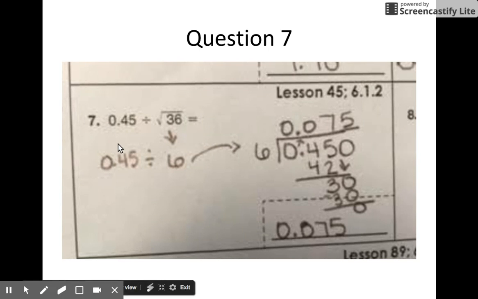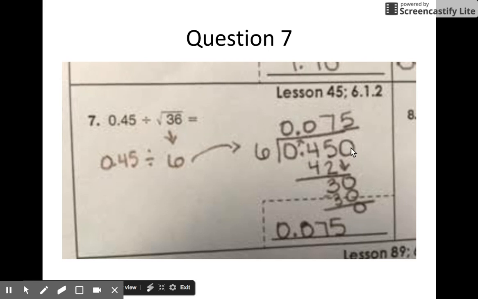Question number 7. I take 45 hundredths divided by the square root of 36. First thing we have to do is figure out what the square root of 36 is. The square root of 36 is 6. Now we take 45 hundredths divided by 6. 6 cannot go into 0, so we add a 0. 6 cannot go into 4, so again we add a 0 above the 4. 6 can go into 45 7 times. 6 times 7 then is 42, and I subtract and get the difference of 3.